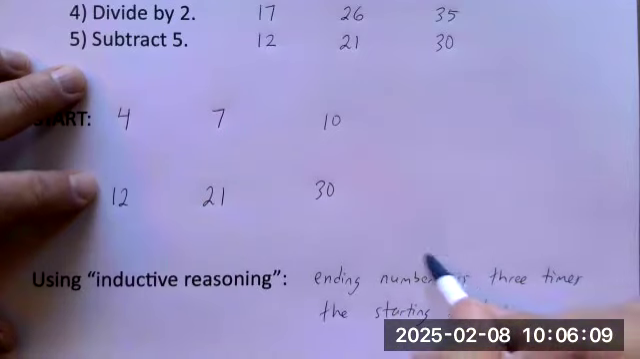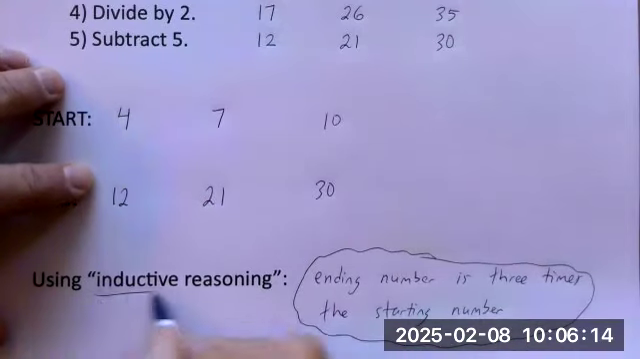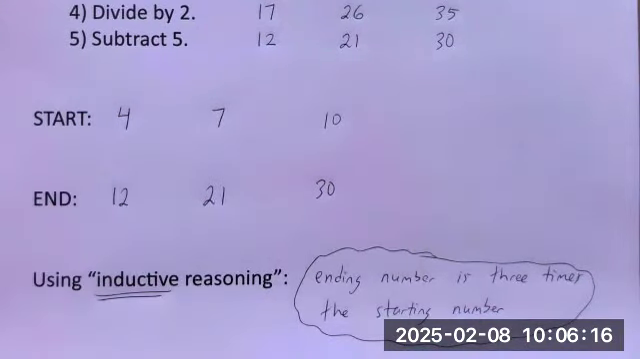It looks like the ending number is 3 times the starting number. Again, probably. We're not going to bet our life on it right now. We've only checked 3 cases, but it's appearing that way. So that's how inductive reasoning goes. You look at specific examples and you try to form a general conclusion based off of the evidence that you're seeing.